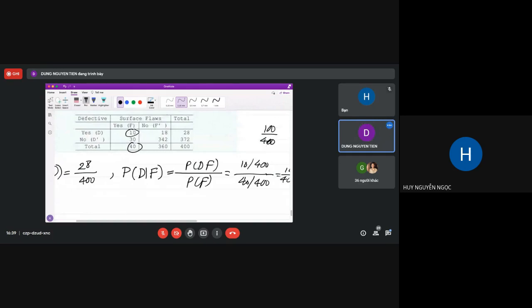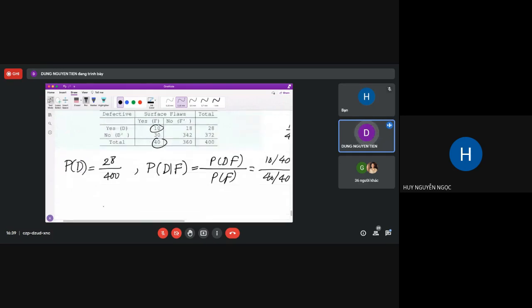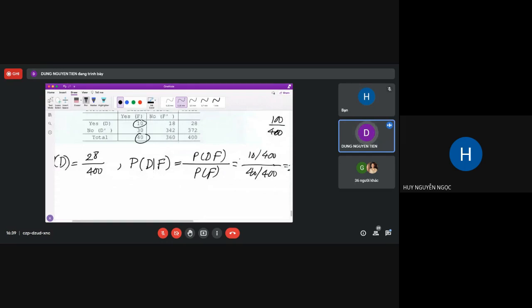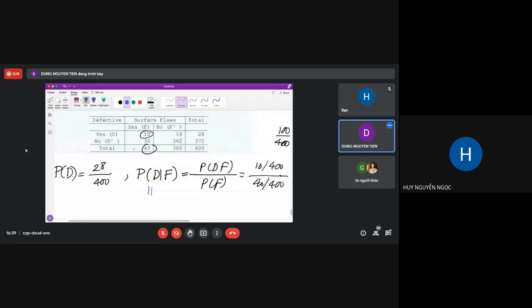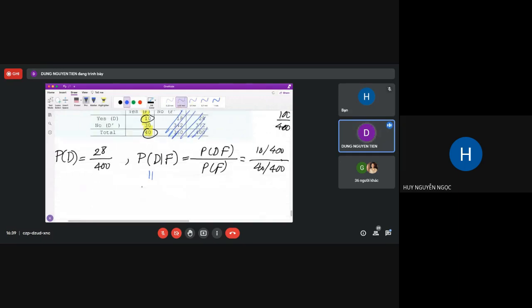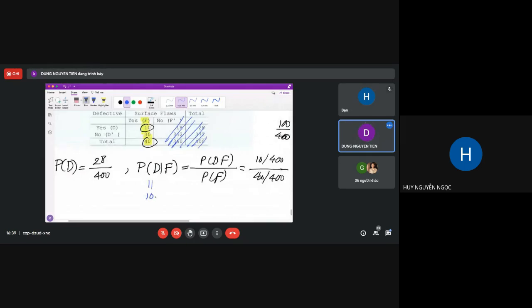That makes sense. You can also get this probability by changing the sample space. Let's have a look at this. You have D given F. Given F means that you want to focus on this column and you ignore the other columns. Then you can get the value 10 over 40, right? That's it. So the probability of D given F is 10 over 40. That's everything you need to do.